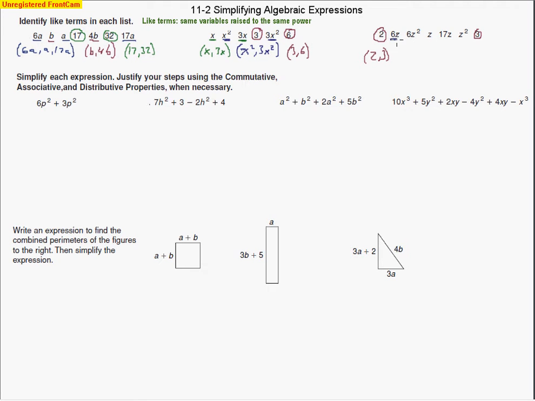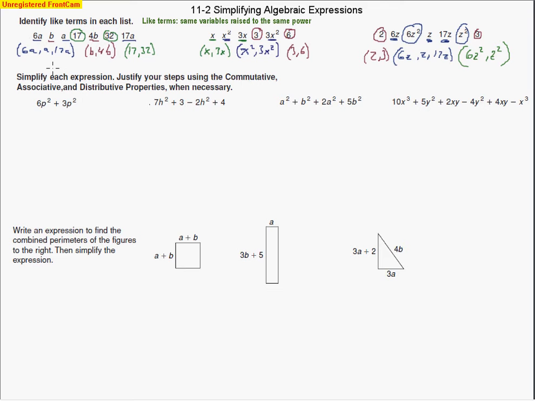It's a z term. So I've got 6z, z, and 17z. So those are all like terms. So 6z, we got the z, and we got the 17z. All like terms because they all have the same variable z raised to the same power. And then we also have this 6z squared and a z squared. So those are like terms as well. So we'll copy those down maybe in a different color here. 6z squared and z squared. Those are like terms because they have the same variable raised to the same power.